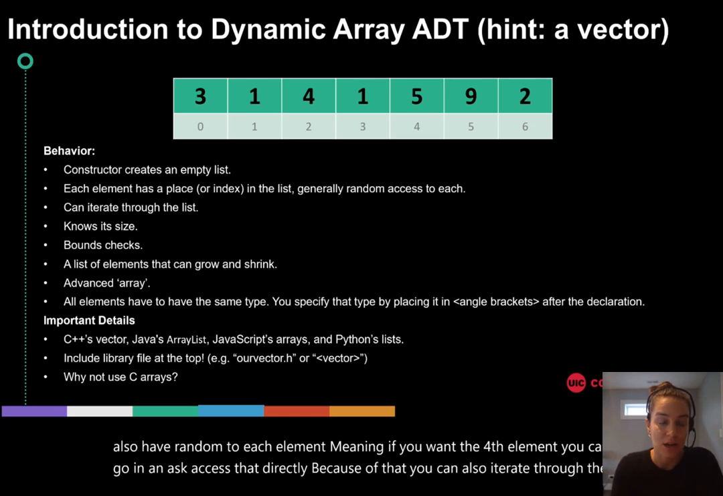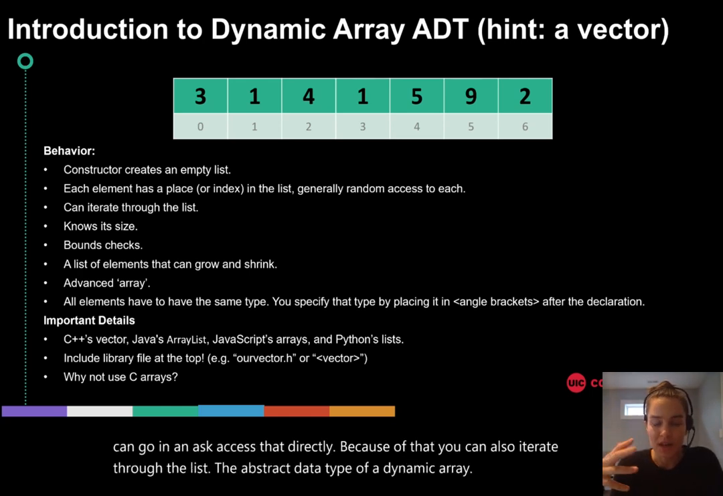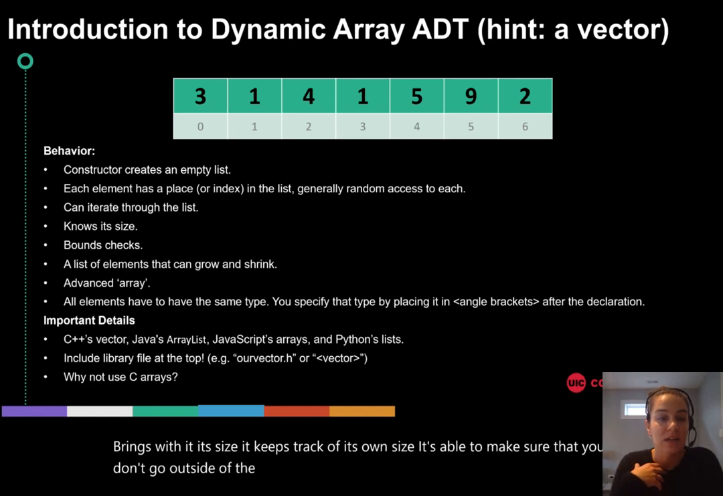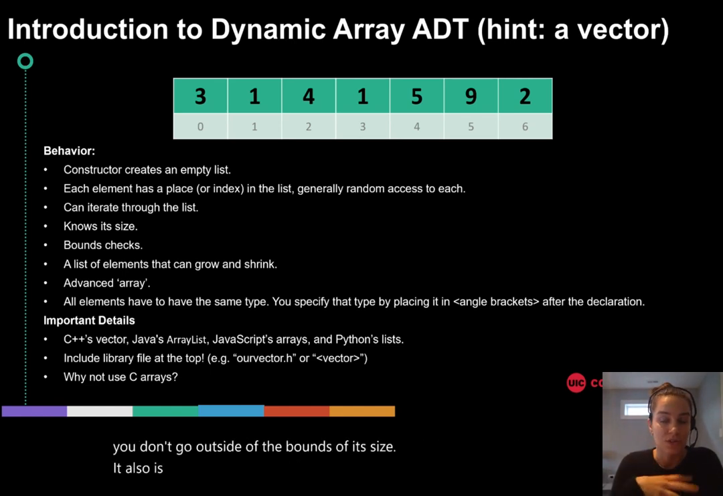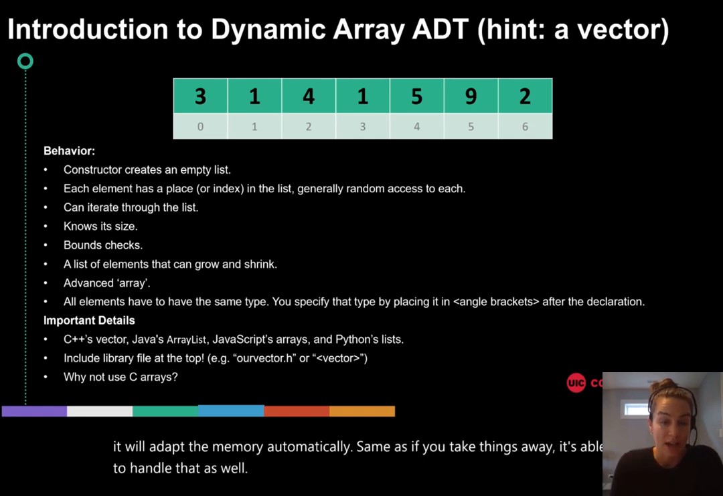The abstract data type of a dynamic array brings with it its size. It keeps track of its own size. It's able to make sure that you don't go outside of the bounds of its size. It also is an abstraction that's allowed to grow and shrink, so if you add more to it, it will adapt the memory automatically. Same as if you take things away, it's able to handle that as well, or it can.